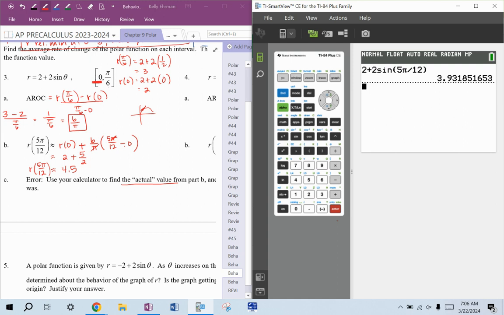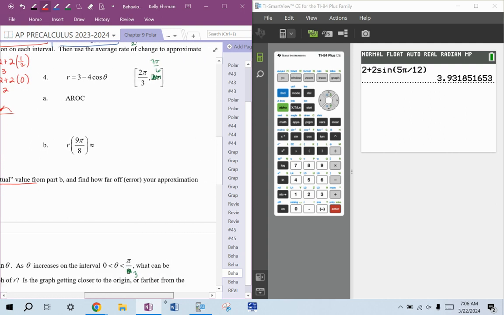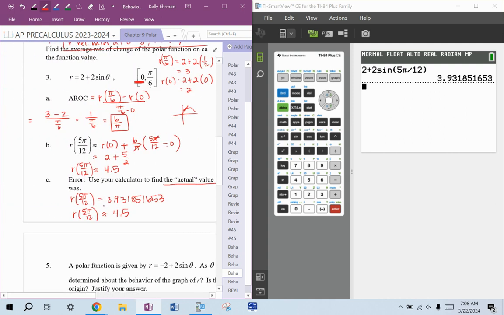So the actual value, r of 5 pi over 12, is actually, I'm going to write down all the decimals, 3.931851653. My approximation was about 4.5. All right, so what's the error? How far off are we? I'm just going to subtract these two. So I'm just going to say minus 4.5. The order of subtraction doesn't really matter. When we do this in calculus, we put an absolute value around it to say, oh, you're off by 0.568.